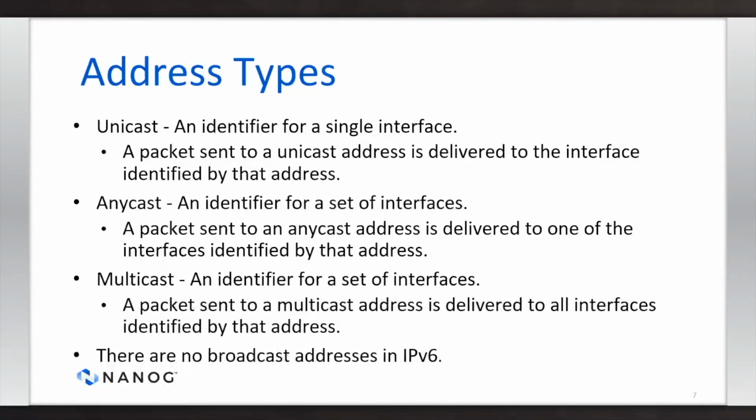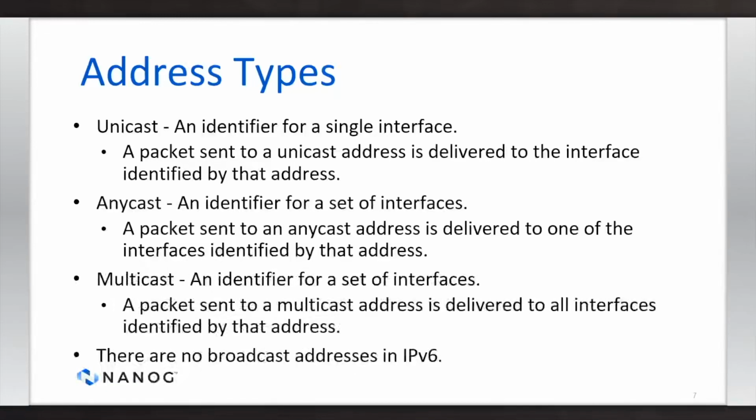And then there's a multicast address. A multicast address is an address that identifies a set of interfaces. When a packet's sent to a multicast address, it's delivered to all of the interfaces. That's the big difference between anycast and multicast.